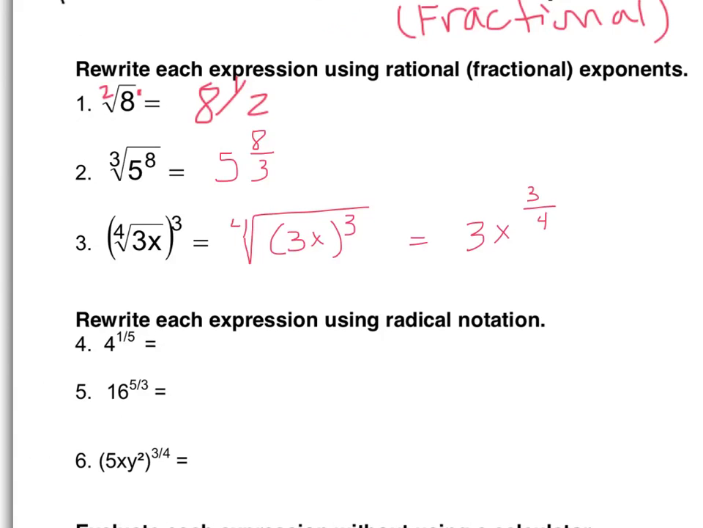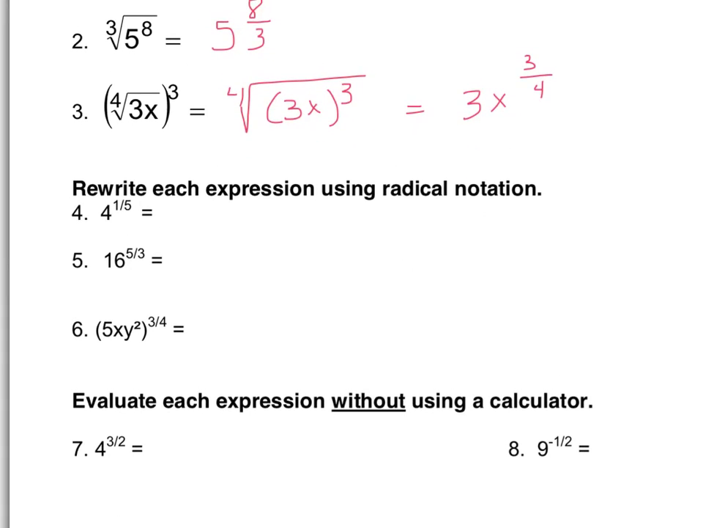Just like 4.2. Now let's move on to 4, 5, and 6. You have to write this in a radical notation. So remember in and out. So it would be the fifth root of 4 to the power 1. You can rewrite this as a 5th root of just 4. Now remember that this is called an index. So 1 over 5, you would put this power inside and this power on the outside.